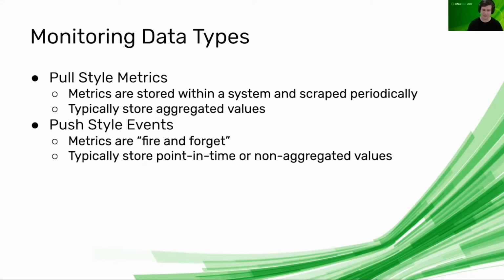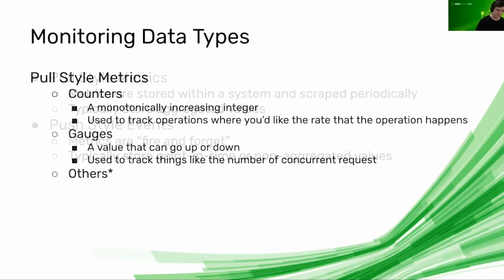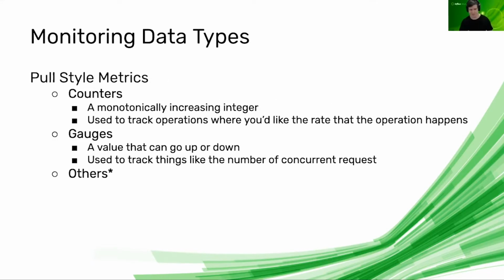With a pull style, I might keep track of the state of the thing inside of my system. In a push style, I see the value and I send it off to my monitoring system to then handle and deal with. So in pull style metrics, there's 2 big categories and then some others. We'll talk about the others later. I don't want to quite get into those just yet.